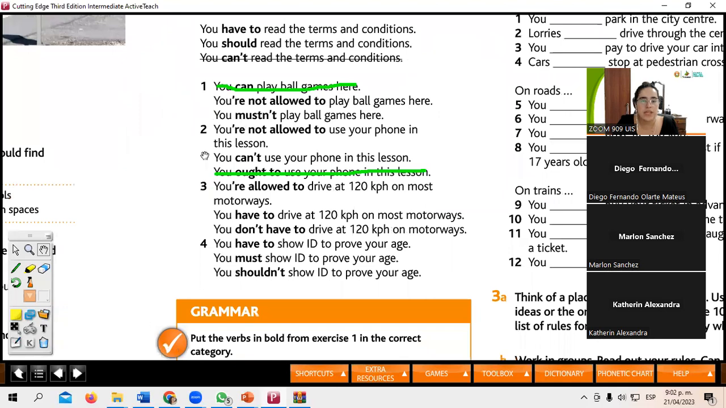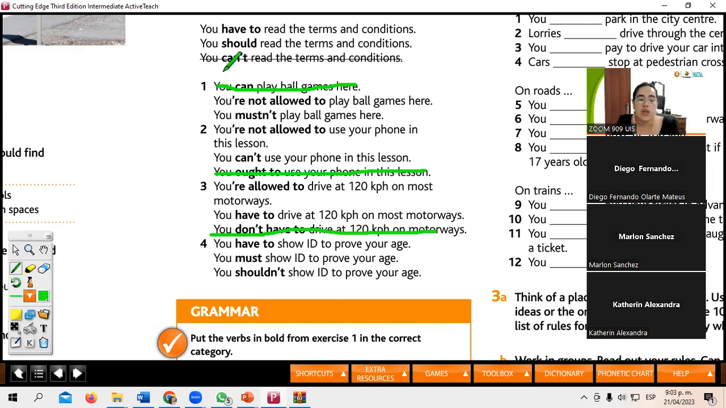Continue. Number 3, you are allowed to drive at 120 kilometers per hour on most motorways. You have to drive at 120 kilometers. You don't have to drive at 120 kilometers on motorways. Yes, the incorrect is number 3. You don't have to drive at 120 kilometers on a motorway.